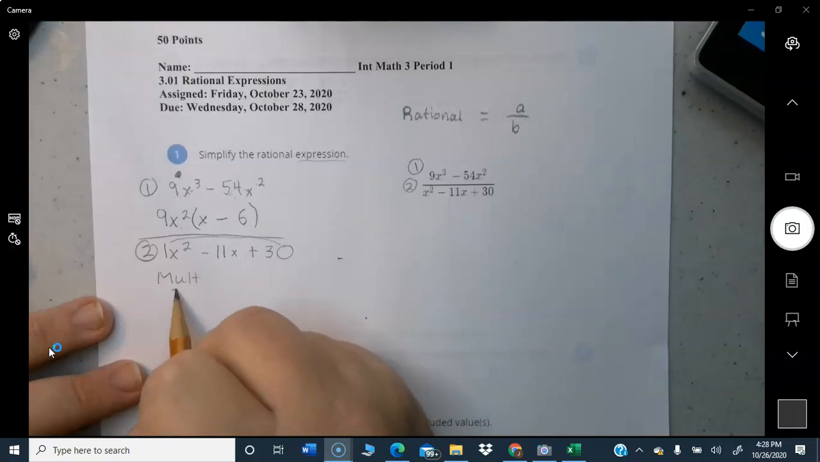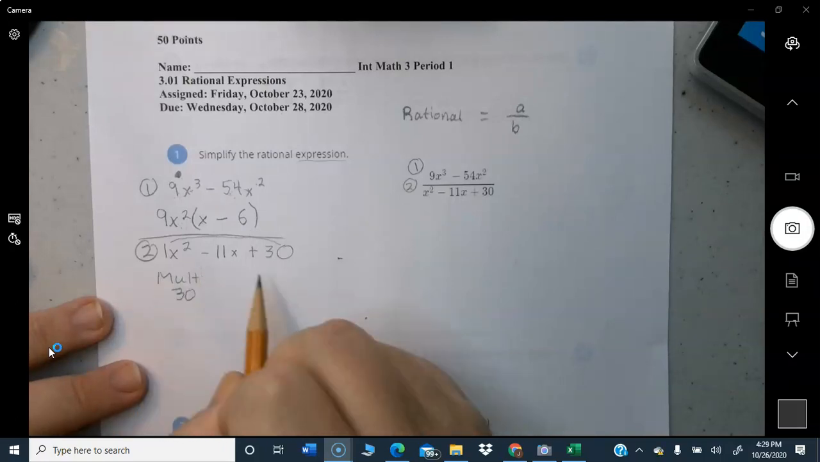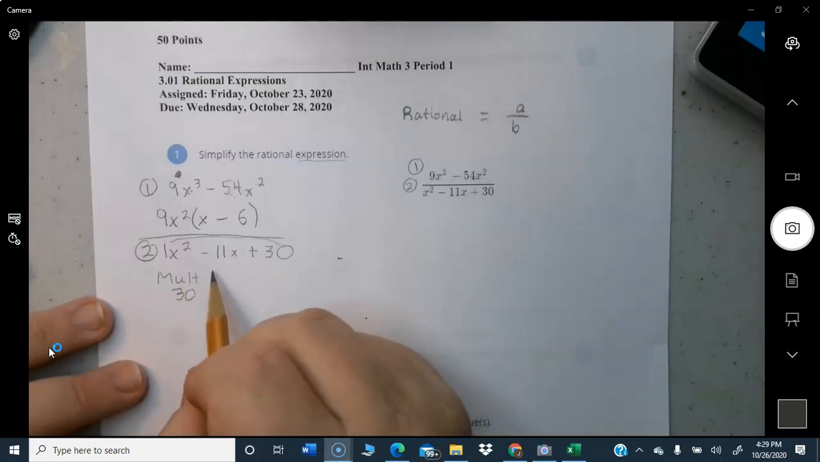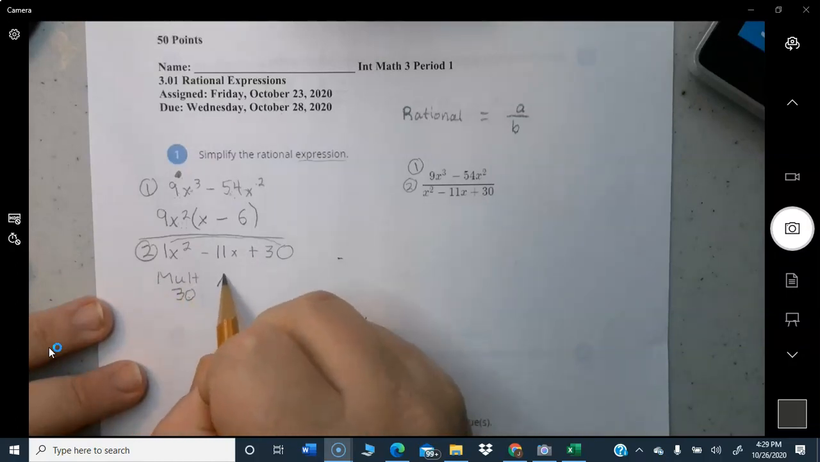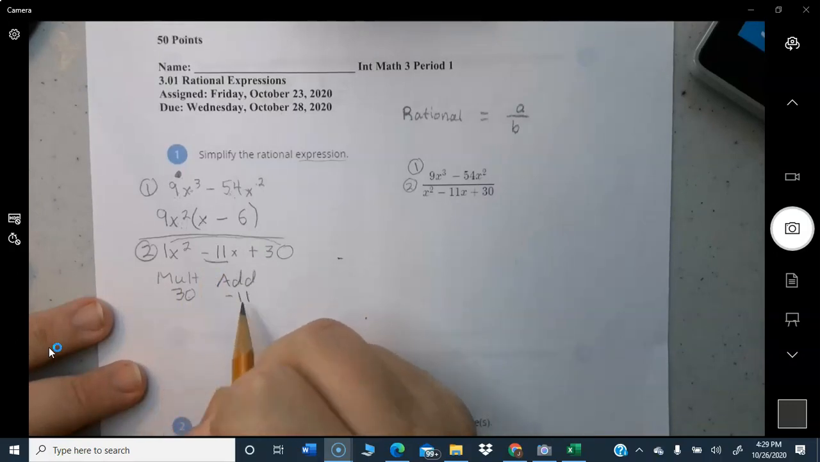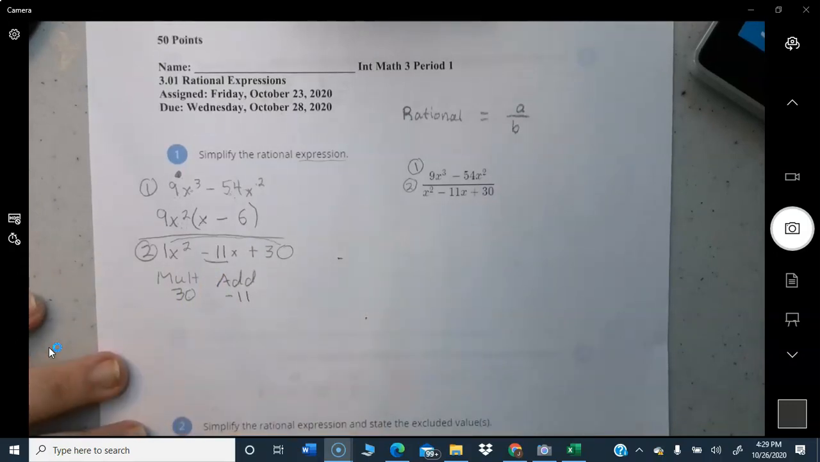We want to find two numbers that multiply to the grand product, which is 30. So 1 times 30 is 30, so that's what you want. Now you want to add to get this number right here, which is negative 11. If they both multiply to a positive number, they either both have to be positive or both be negative. Since they add to a negative number, they must both be negative.